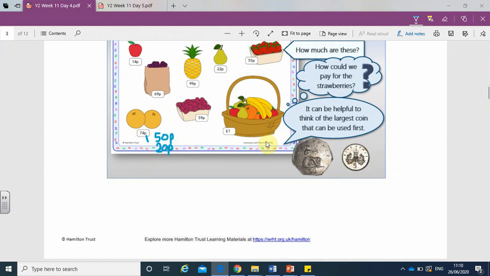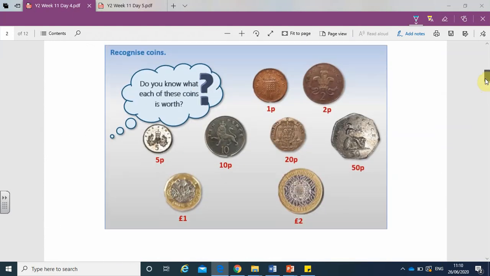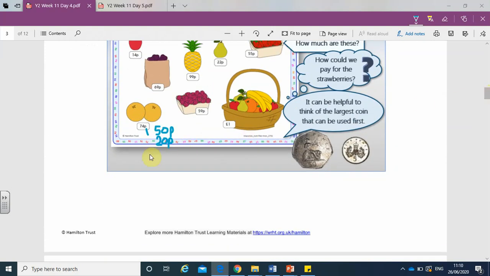and a 4 pence. Do I have a 4 pence coin? No, I don't. But what coins could I make it with? I have a 2, and a 2 is 4. I could do 4 ones if I wanted, but I don't want to do that. So it'd be a 50, a 20, a 2 pence, and a 2 pence.